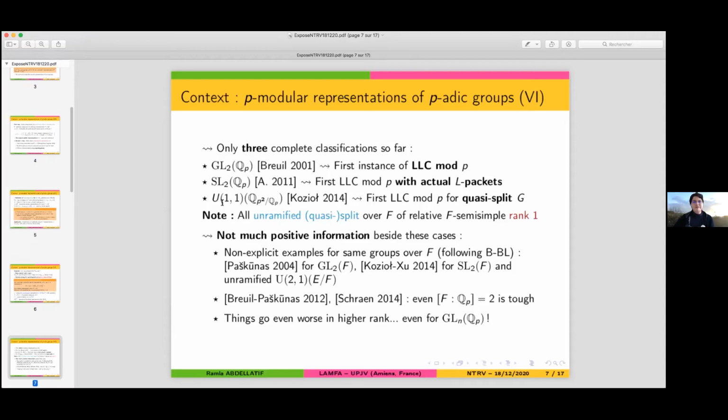And that's all. I mean, so far, there is no other group for which we can say, okay, these are the isomorphism classes of irreducible smooth admissible representations, even over Q_p.